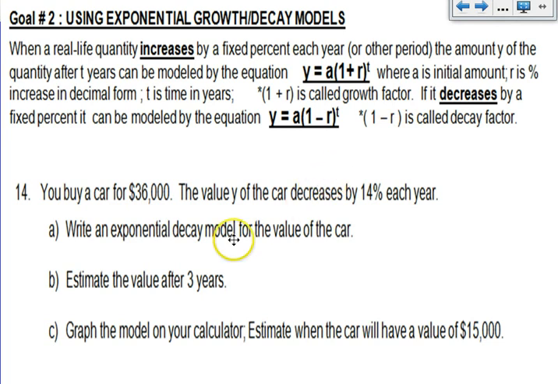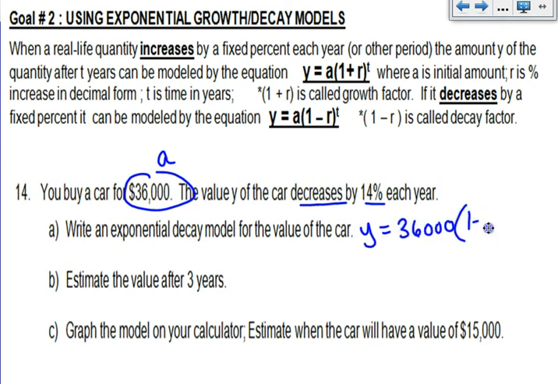Okay, we have another problem. We're buying a car for $36,000. That's our initial value of A. This time the value decreases by 14%. Write the model. So y equals, the initial amount is 36,000, and then since it's decreasing, it's 1 minus 14% to the t power. They want us to estimate the value after 3 years.